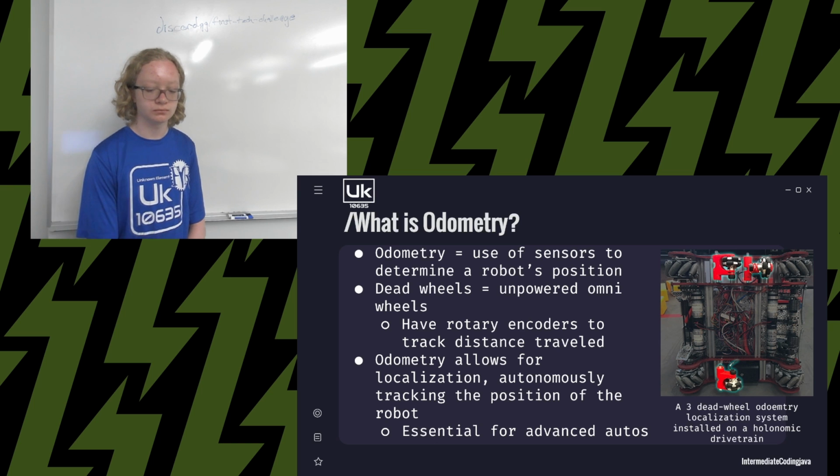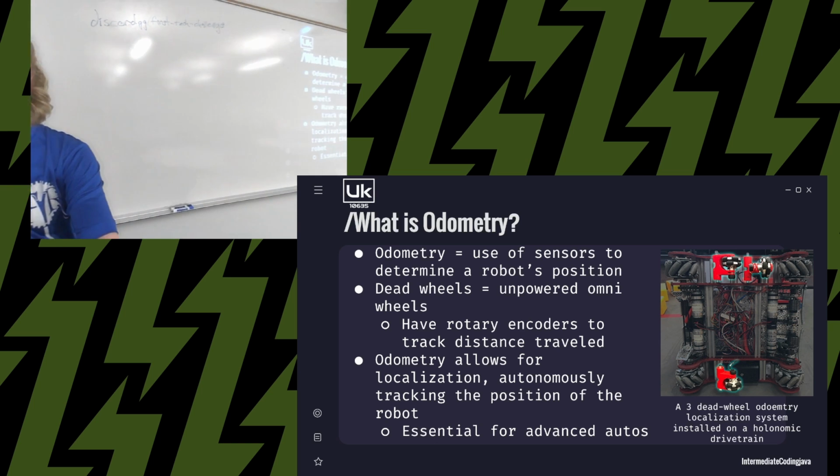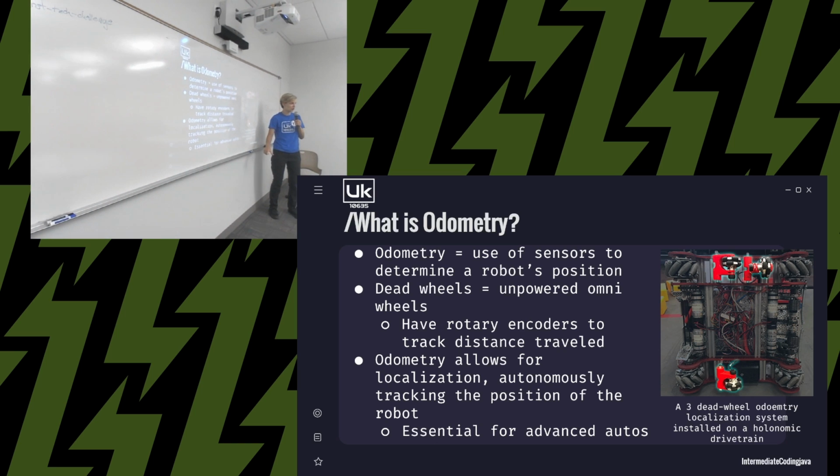Normally, odometry is something called dead wheels, which are wheels that are under the robot that don't actually cause the robot to move, but they move along with the drivetrain to track the robot's position using rotary encoders. This allows for localization, which is autonomously tracking the position of the robot. And this is essential for advanced autonomouses. This is an example of a holonomic drivetrain that uses odometry wheels. You can see 3 dead wheels on this drivetrain to create this localization system.